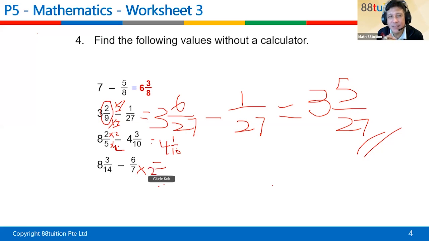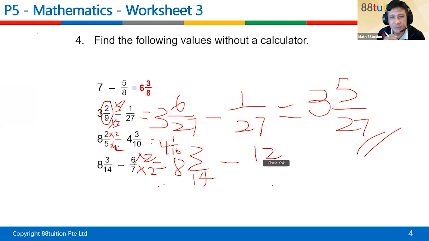Okay. The first step, of course, you must make the denominator the same. Once you make the denominator the same, you will realize that in terms of the fraction part, you will have a problem. Yes, you are correct. It's 12 out of 14. But because 3 cannot minus 12, you need to actually borrow from the 8 whole. So don't borrow everything. You just borrow 1 whole and change that into the fraction first.